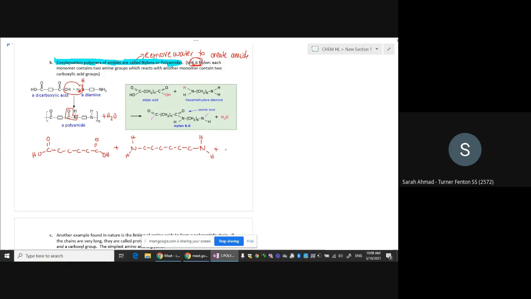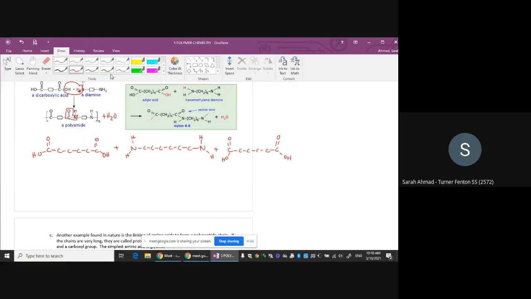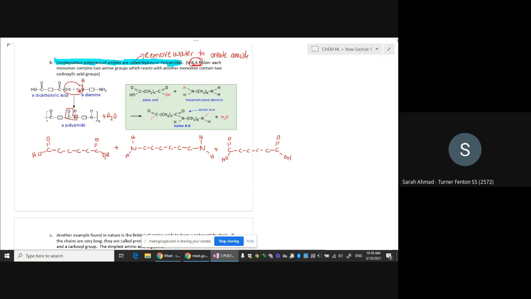We're going to react this again with another acid. And the acid one has 4 CH2 repeats in the middle, right? And then the 2 carboxylic acids to make 6,6 nylon. So I've drawn my 3 monomers in a row. I'm going to go ahead and remove water. And then I'm going to join it all together.